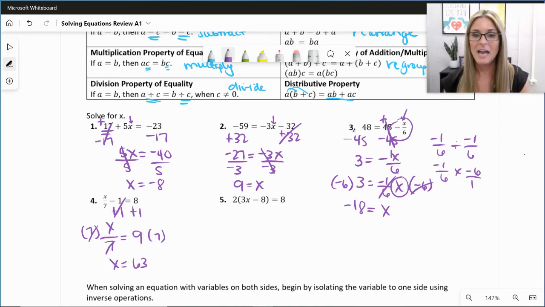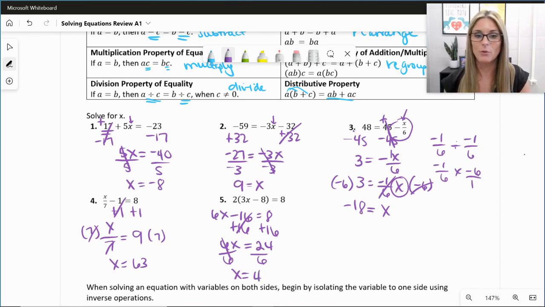Number 5. Now, we did talk about the distributive property a second ago, so you might be really tempted to distribute, and you can if you want to here. Let's do that strategy first. On number 5, we have 2 times the quantity of 3x minus 8 equals 8. So if I distribute across, I'm going to get 6x minus 16 equals 8. And then you can continue to solve, get rid of that extra term, the minus 16, by adding 16 to both sides. 8 plus 16 on the right is going to give you 24. Divide both sides by that coefficient of 6. X equals 4. That's one way you can do it.